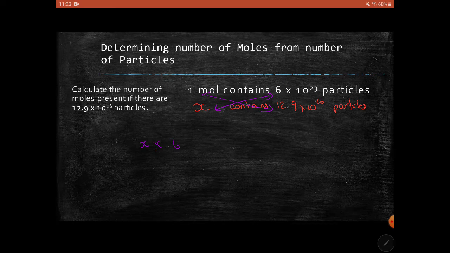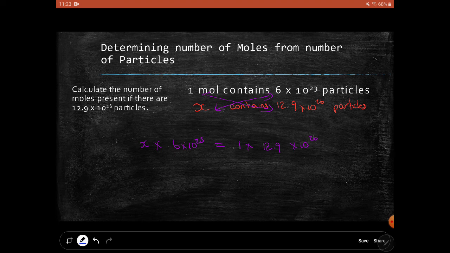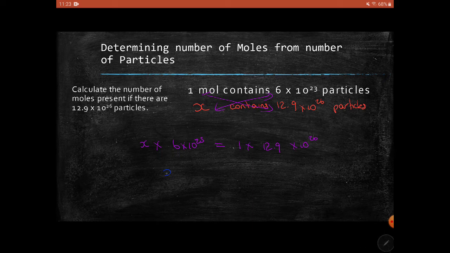x times 6 times 10 to the 23 is equal to 1 times 12.9 times 10 to the 26. We would then solve for x, which means we would divide both sides by 6 times 10 to the 23 and say x is equal to 12.9 times 10 to the 26 divided by 6 times 10 to the 23.